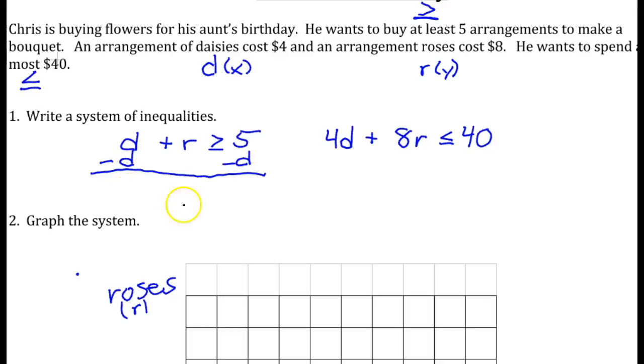Okay, so I see that most of you have R greater than negative D plus 5. Right, then you solve this one.